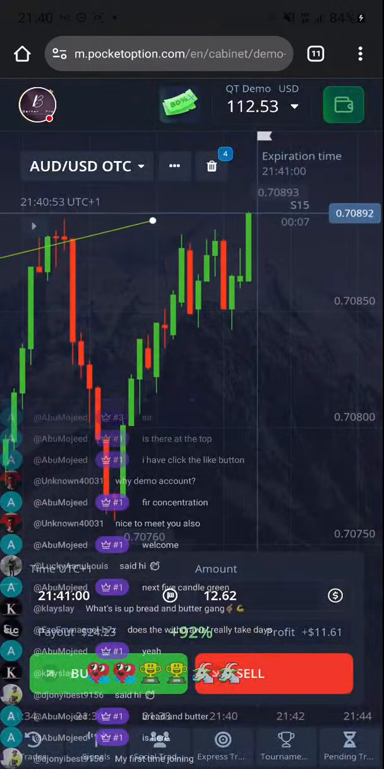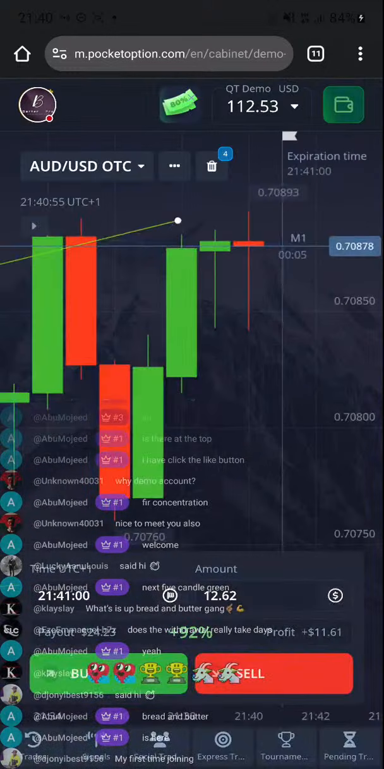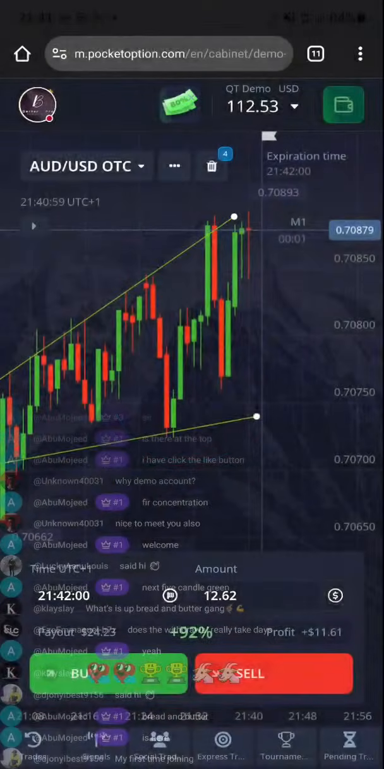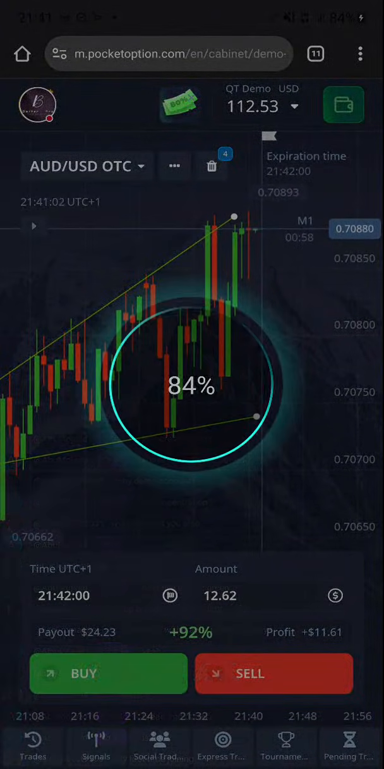I couldn't see that entry, so I'm not gonna take the trade. Okay, the entry has already reversed. It's already reversed. So no problem.